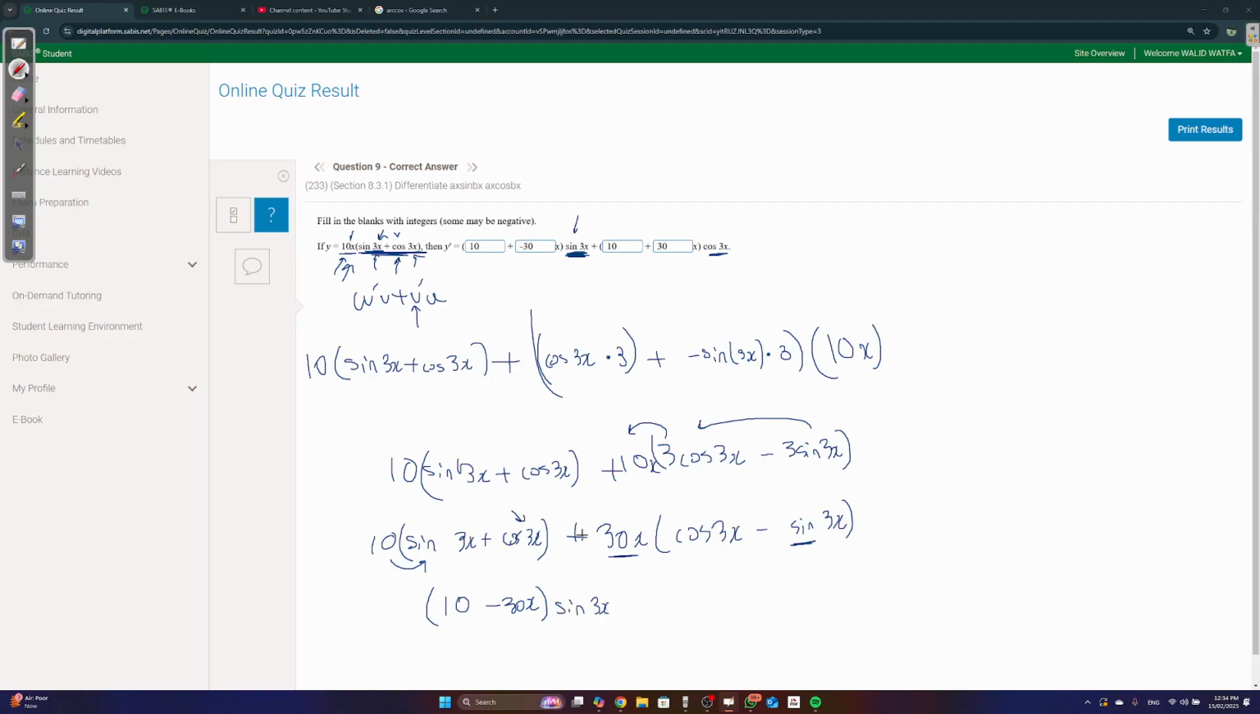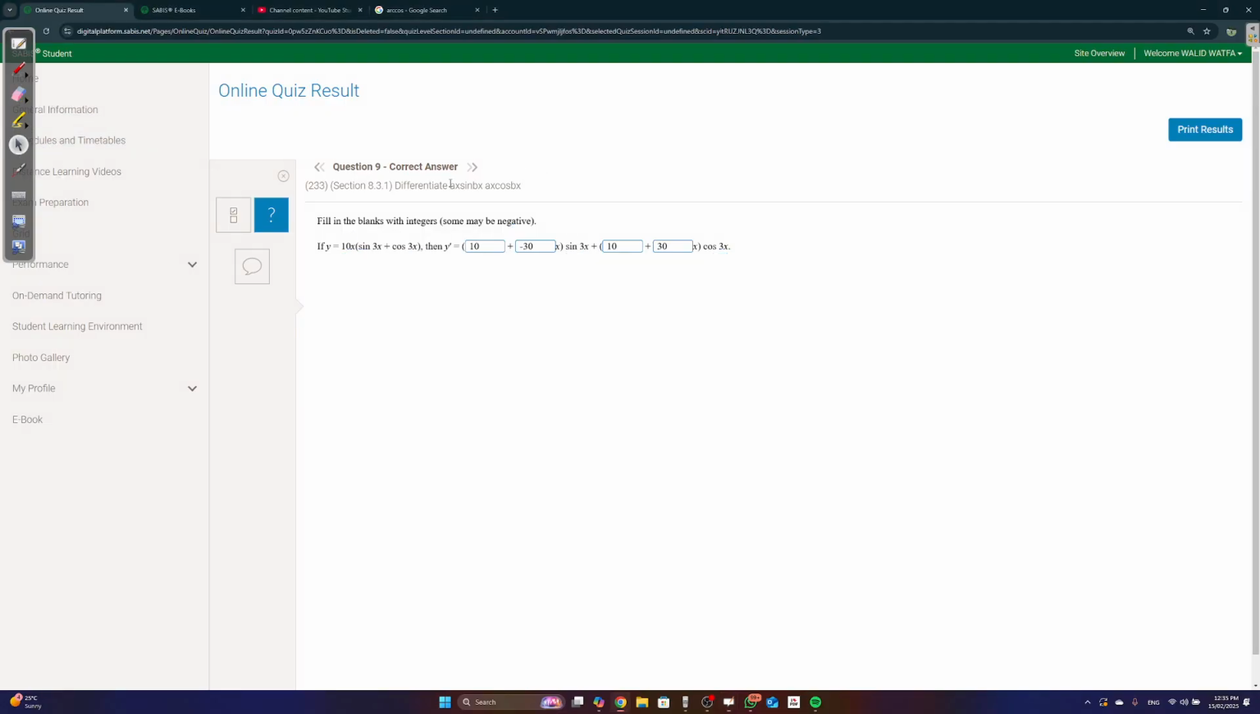And then they collected the coefficients of cosine 3x. Here the coefficient of cosine is 10, right? And here the coefficient of cosine is just 30x. And they did it like this: cosine 3x. Let's take a look. That's how they did it. So 10 plus negative 30x, they put the plus, plus 10 plus 30x times cosine 3x. So you just collected it, and it's just simplification.